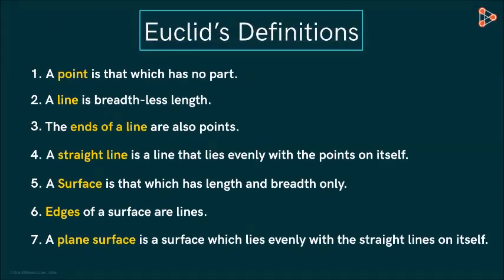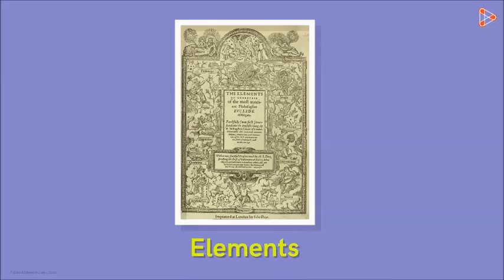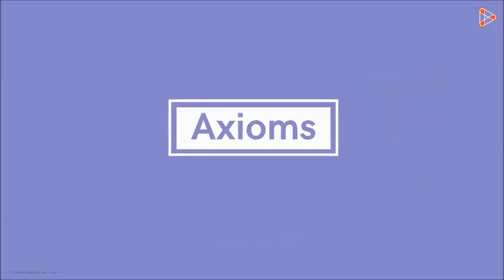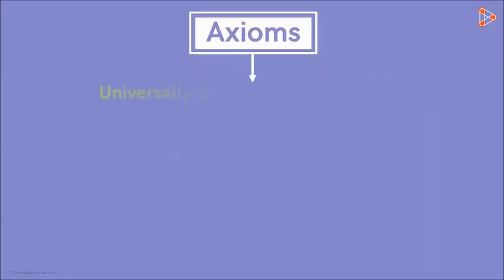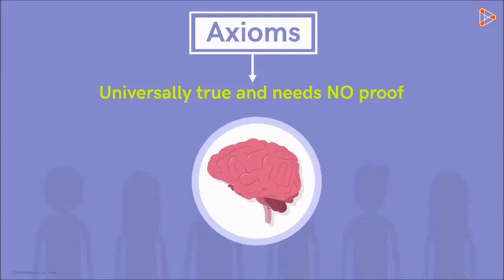If you look at all the 7 definitions, you will notice that these are the basic definitions that will form the base of our geometry. After explaining definitions from his book Elements, Euclid went on to explain some axioms that would help in understanding geometry better. What are axioms, you may ask? The general meaning of an axiom is a statement that is universally true and needs no proof. For example, we all know that most humans have one brain. We just know it's true and must be accepted.